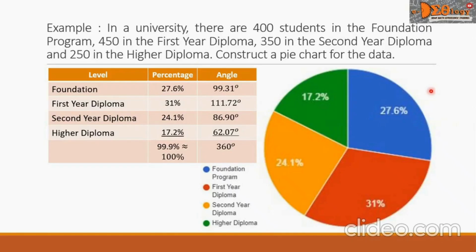However, in our daily class activity, what we can do is simply put each level opposite its corresponding sector. It means to say, the foundation program, we can write somewhere here. The first year diploma, we can write somewhere this side. The second year diploma may stay here. And the higher diploma, we can write somewhere here. And this is our final answer.